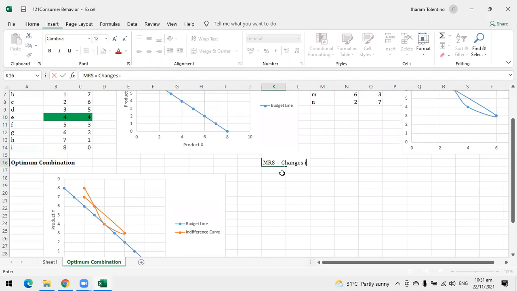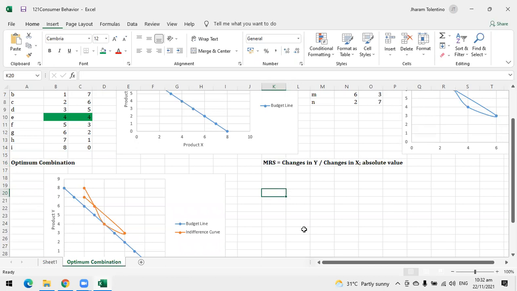Y over changes in X. Tapos, absolute value. Okay? Yun lang. Napakadaling tindihin, no?